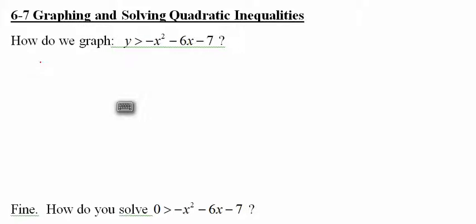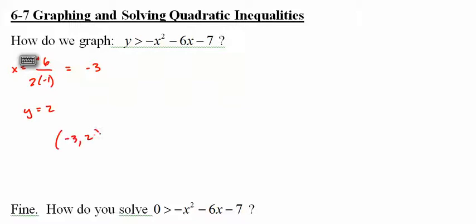Negative b over 2a, so 6 over 2 times negative 1, x equals negative 3. Plug that back in, we get negative 9 plus 18 is 9, minus 7 is 2. So my vertex is at negative 3 comma 2.